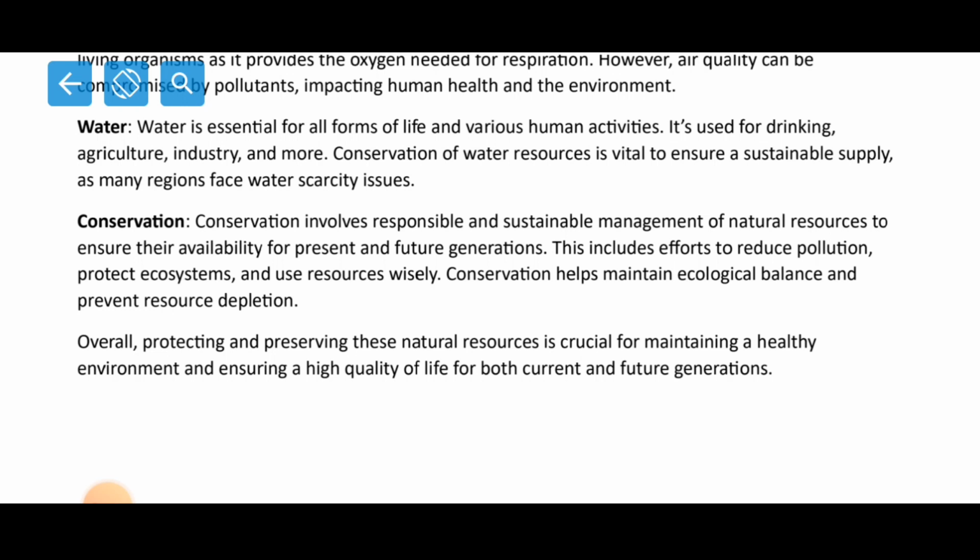Then also we can prevent or minimize the use of plastics. Why? Because when we are burning plastics, a lot of air pollutants get exposed into the air, causing a large amount of air pollution.